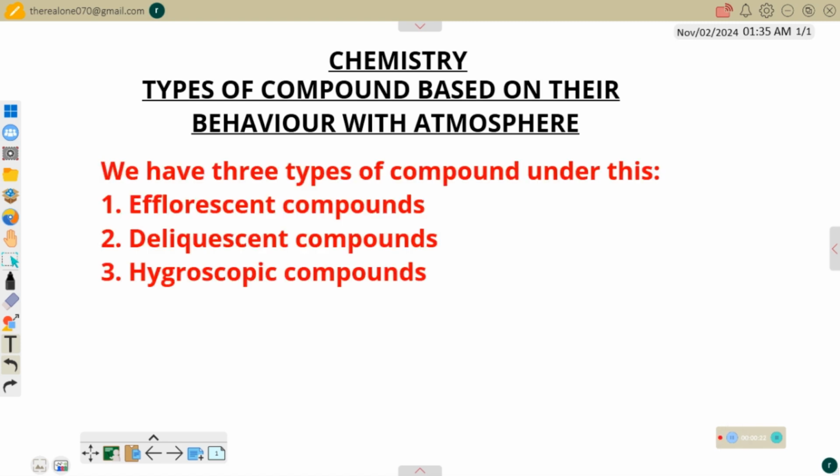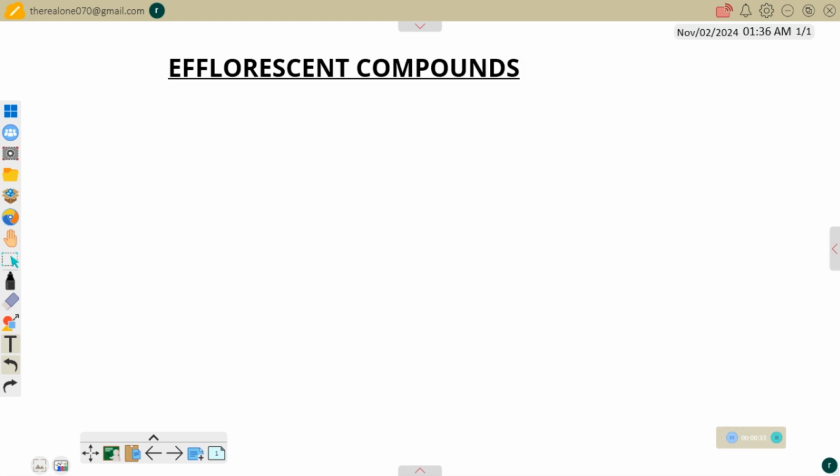Let's consider types of compound based on their exposure to the atmosphere. That is, based on their behavior when they are exposed to the atmosphere. Compounds are classified into three based on their exposure to atmosphere. We have the efflorescent compounds, deliquescent compounds, and hygroscopic compounds. So let's start with the efflorescent compounds.